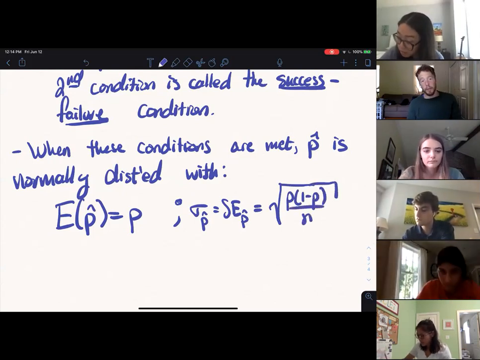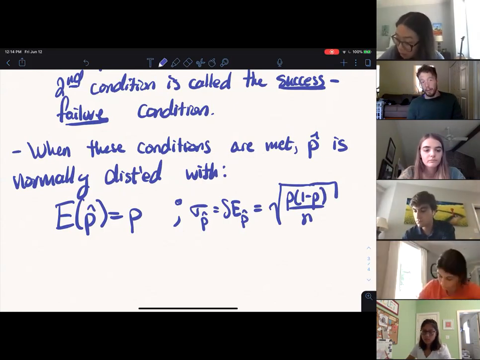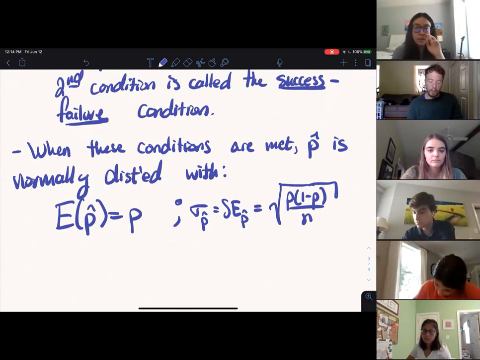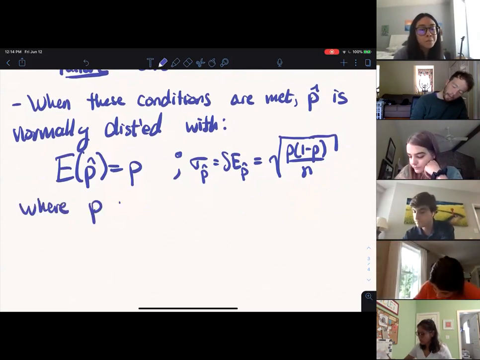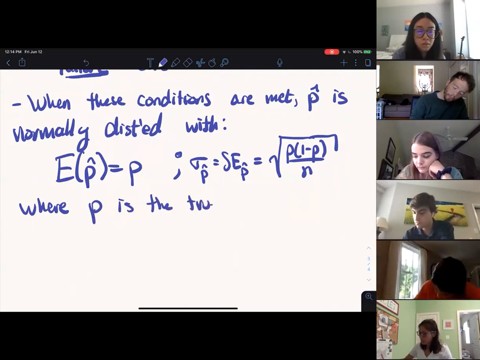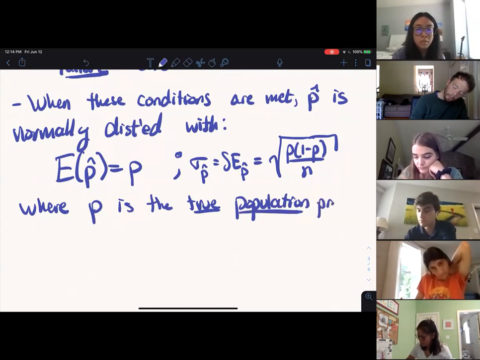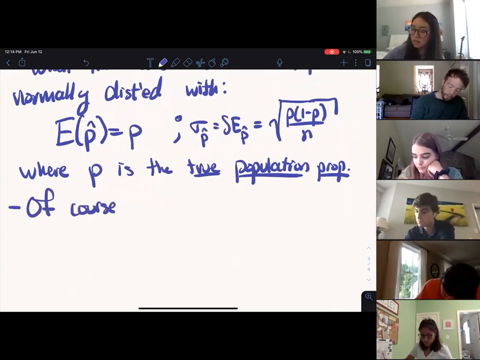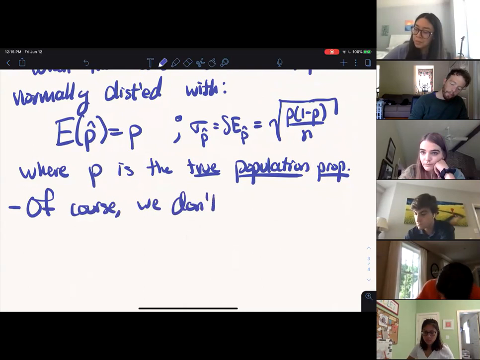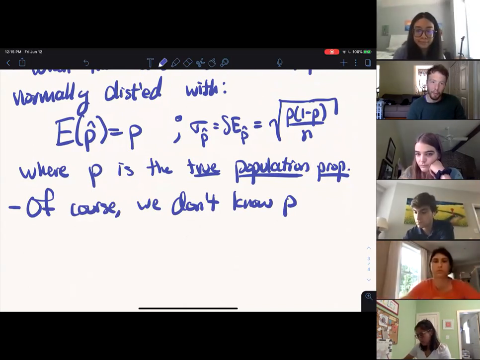So this is a little different. The standard error for a population proportion is a little different from what we've seen. It's not like the sample standard deviation divided by root n. It's actually this value right here. And here, p again is the true population proportion. Okay. I should mention though, of course, we don't know p. I mean, if we knew the true population proportion, why would we be doing any of this? We would just say, this is it, right? We wouldn't need to perform inference.